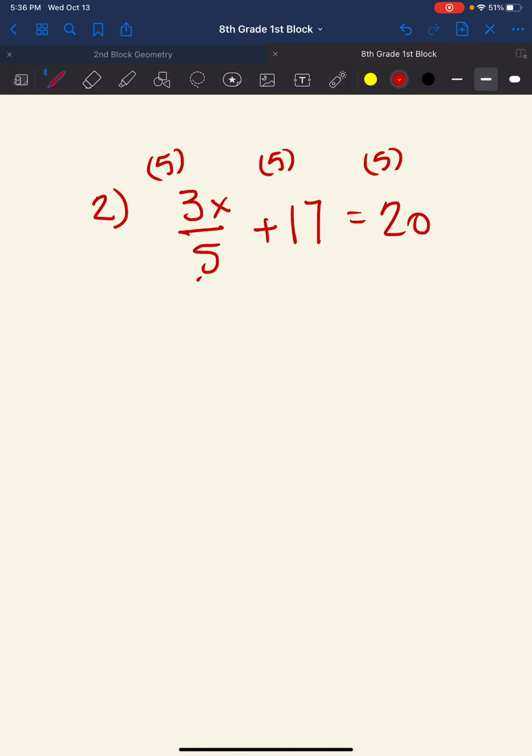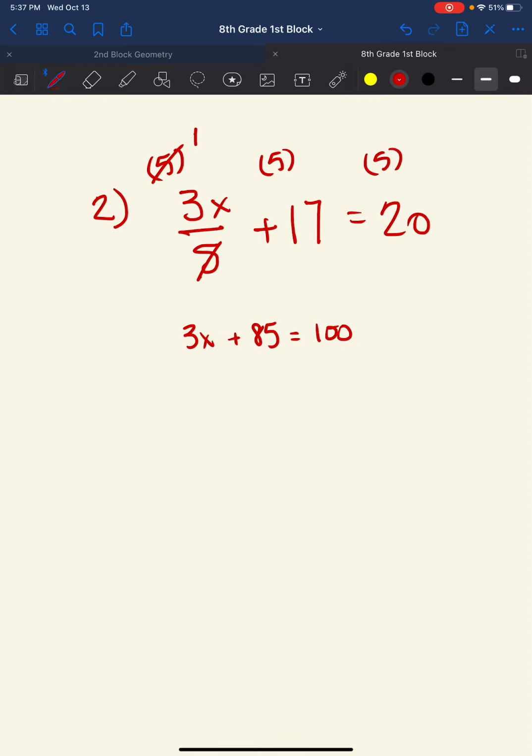All right, now 5 divides into 5 one time. 1 times 3x is 3x. All right. Now, there's no fraction with the 17. So all I need to do is say 17 times 5. All right. So let me pull my calculator out here. And 17 times 5 is 85. So I would write down plus 85. And then we know 20 times 5 would be 100.